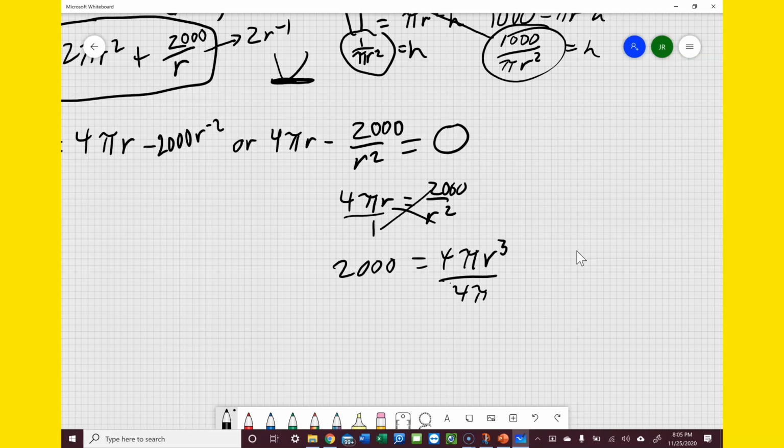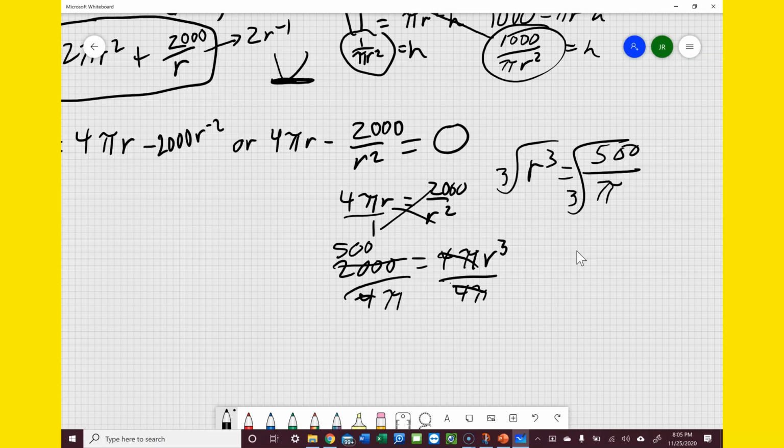Now divide by 4 pi. That will reduce to, if you divide them both by 4, that would become 500. And this would cancel out. So that r cubed equals now 500 over pi. Cube root both sides. So now r equals the cube root of 500 over pi, whatever that is, and that's in centimeters. So I could get that as a decimal. If my little phone calculator just did this right, that would be around 5.42 centimeters.